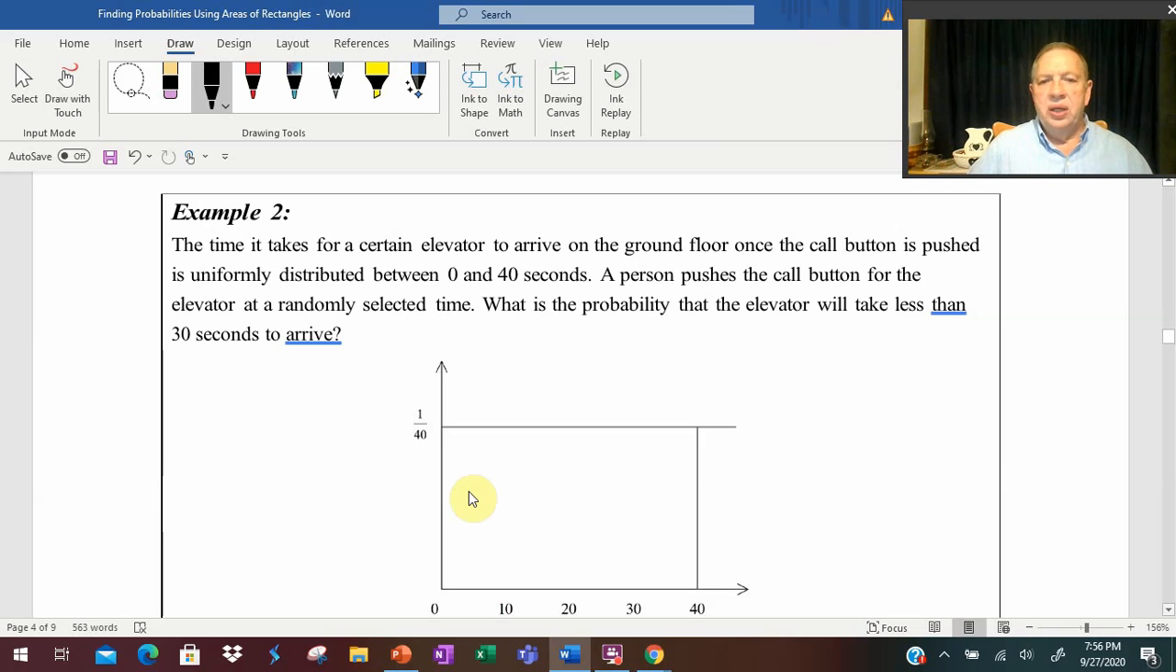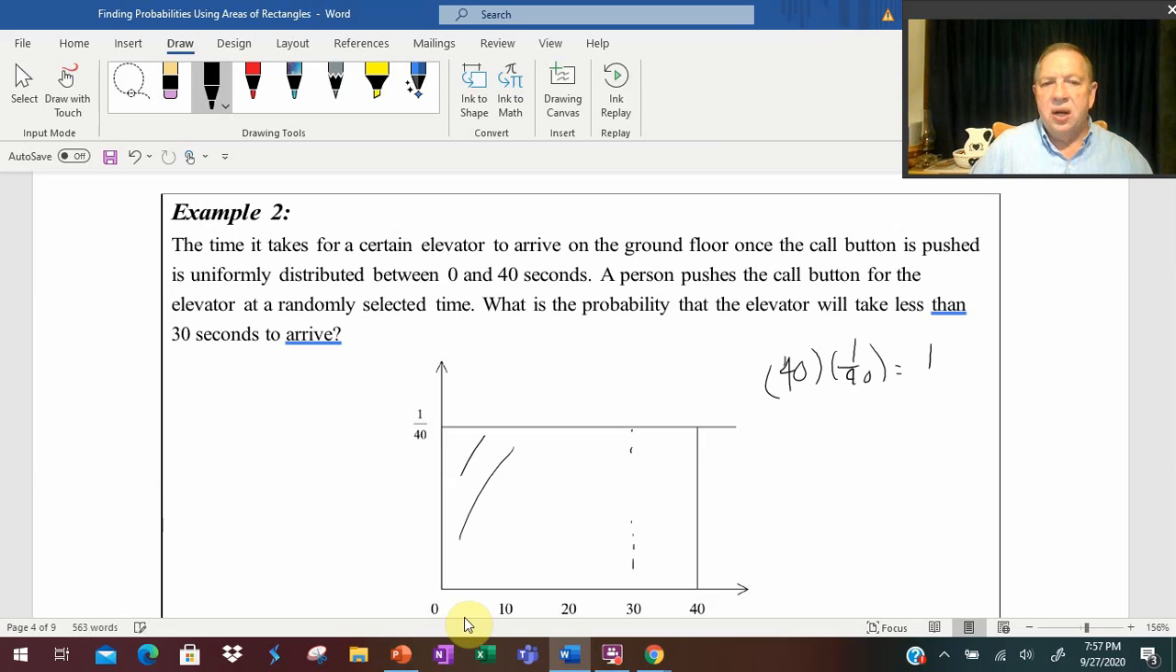Okay, so here we want to know, here's our uniform distribution. It could go between 0 and 40. The width being 40 minus 0 is 40 times 1 over 40. So 40 times the 1 over 40. This area is 1. Okay, but what we're asking for is what is the probability that the elevator will take less than 30 seconds. So here is this piece in here.